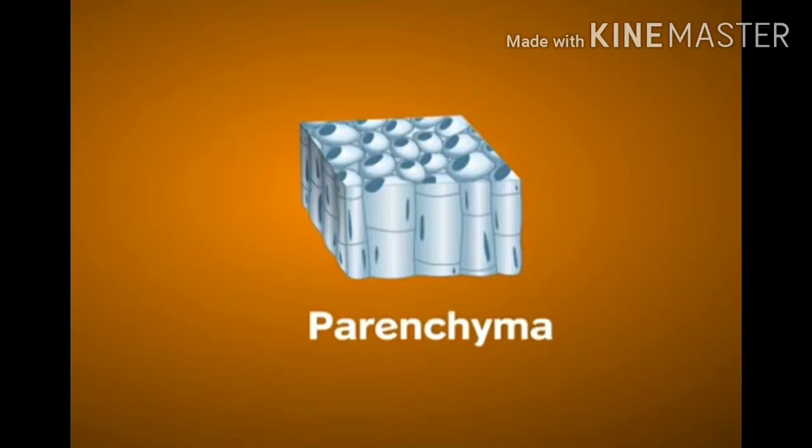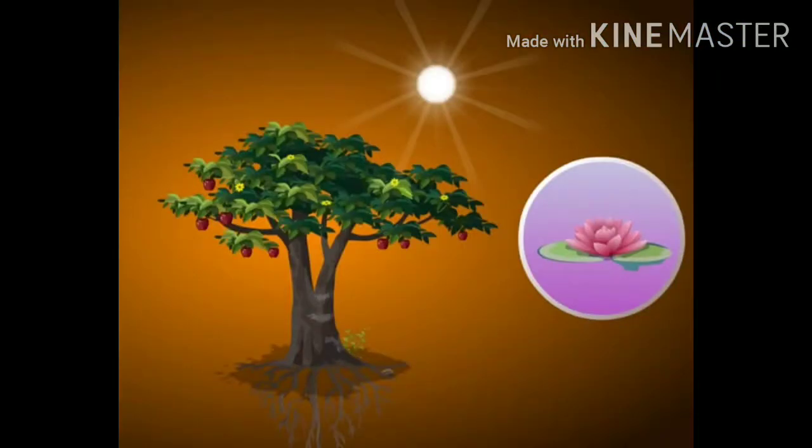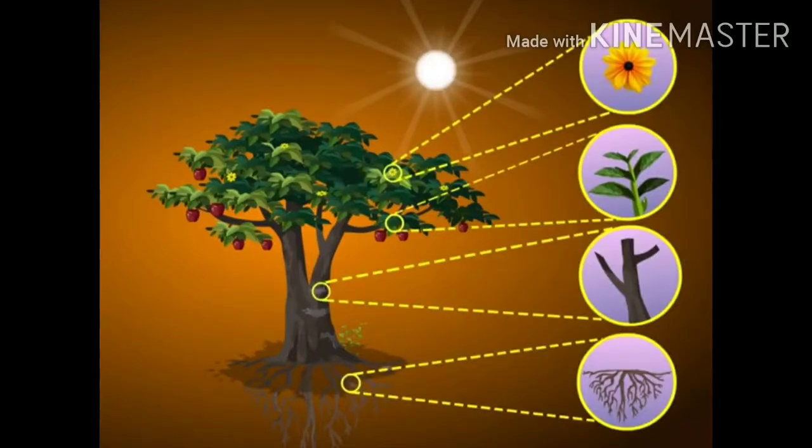The parenchyma tissues are oval-shaped cells with thin cell walls and have extensive spaces between the cells. They aid in photosynthesis, storage, and also help aquatic plants to float. They are composed of living cells found in roots, stems, leaves, and flowers.